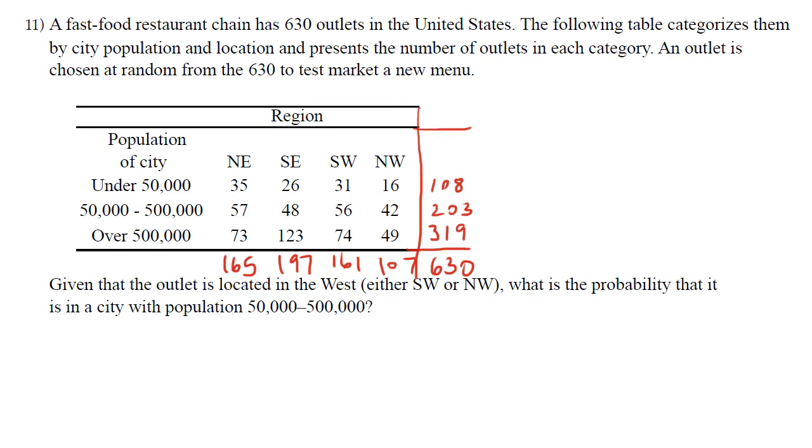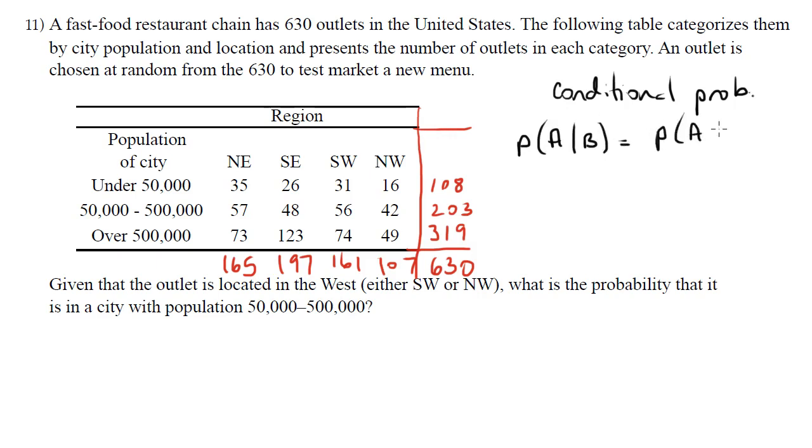So the question now, given that the outlet is located in the West, now we're talking about conditional probability. I like to do conditional probability on tables intuitively, but if you're looking for a formula, the probability of A given B equals the probability of A and B divided by the probability of B.